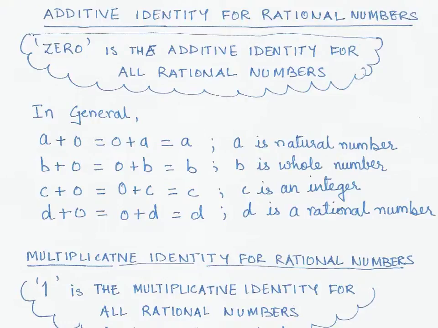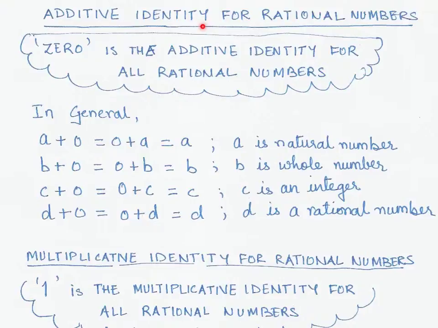Okay, so let us try to understand what we mean by additive identity for rational numbers. Now, what is additive identity? Well, additive, as the name suggests, has something to do with addition, and identity. What does the word identity mean? It means identifying oneself.